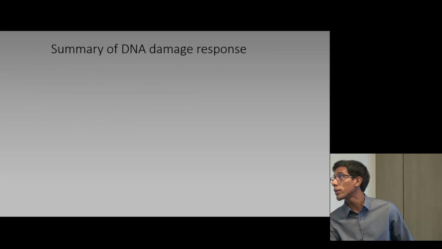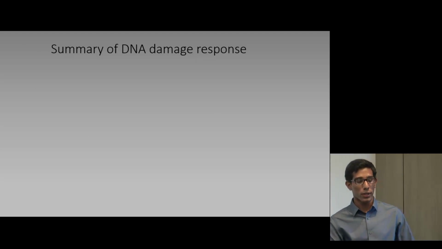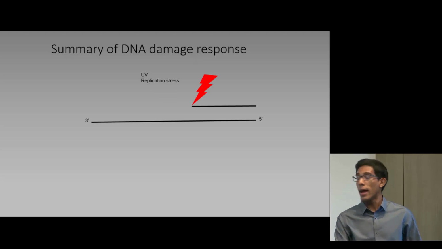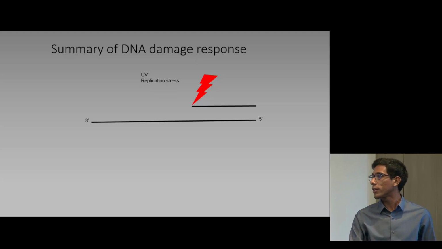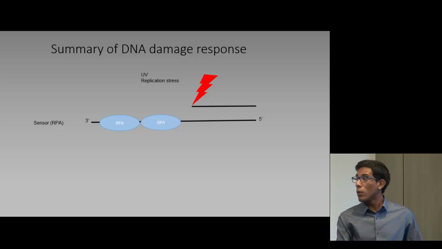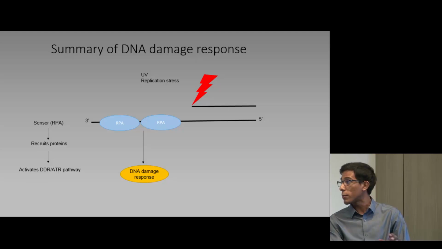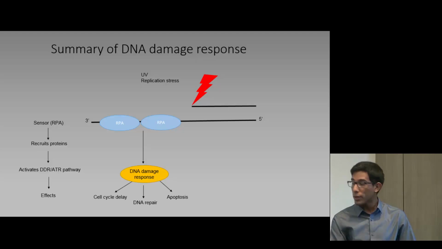So here we have a summary of the DNA damage response ATR pathway. You're going to have your single-stranded DNA, and the sensor RPA is going to bind to the single-stranded DNA. It is going to recruit proteins that are vital for activation of the ATR pathway. Once the DNA damage response is activated, it's going to have some important effects. These effects could be cell cycle delay, DNA repair, or programmed cell death.